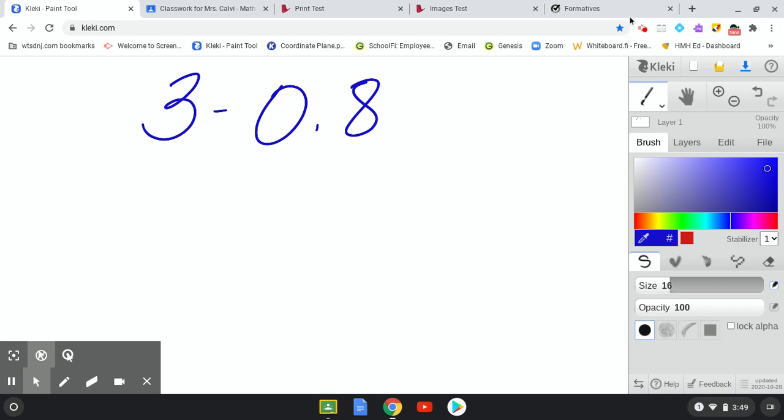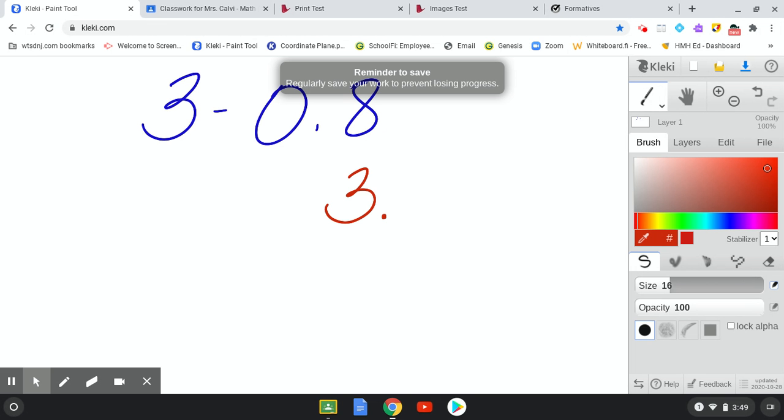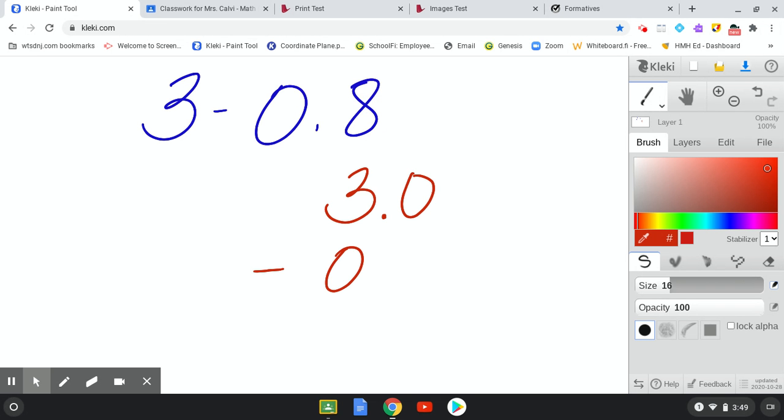All right, so here we have 3 minus 8/10. So I'm going to write it vertically. I don't have a decimal in my 3, but we should know that if we don't see a decimal in a whole number, it's at the end. So I'm going to write it with the decimal, and I'm going to put a 0 for a placeholder because I know that 8/10 goes out 1 to the right of my decimal. So now I'm going to subtract.